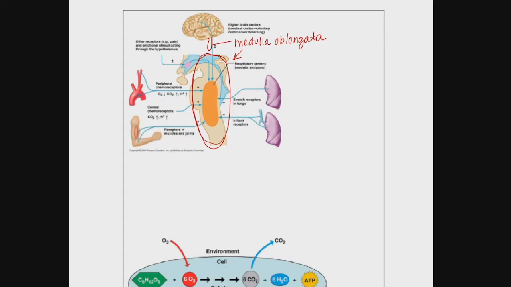So I'm just going to put, there's peripheral chemoreceptors, other receptors. I'm just going to write here, P receptors. And lastly, what was canceled? Sorry.